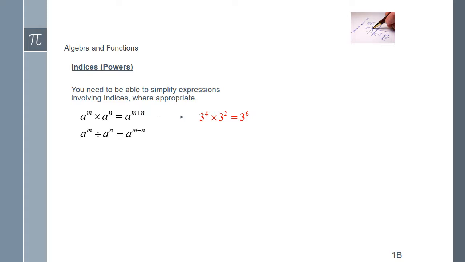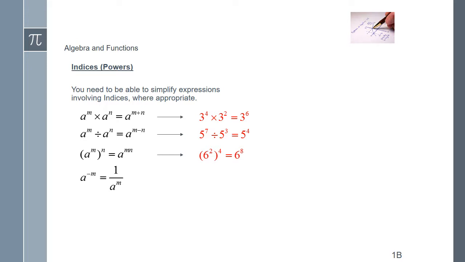a to the m divided by a to the n is a to the m minus n. When you divide, you take away the indices. So 5 to the power 7 divided by 5 cubed is 5 to the power 4. 7 take away 3. (a to the m) to the n is a to the mn. So 6 squared to the power 4 is 6 to the power 8, 2 times 4. That's relatively easy to show if you do a to the m times a to the m, n times, and then think about what that means in terms of the sum.